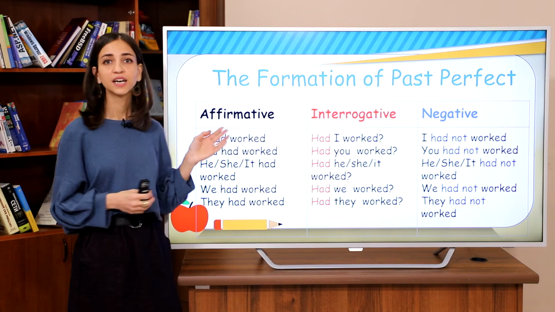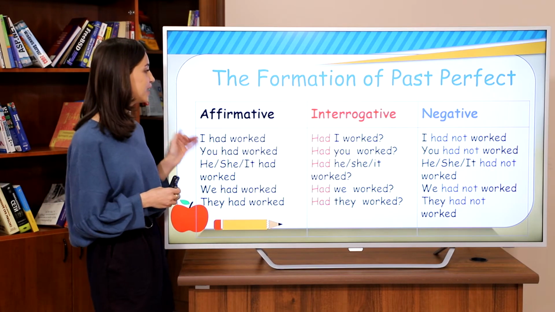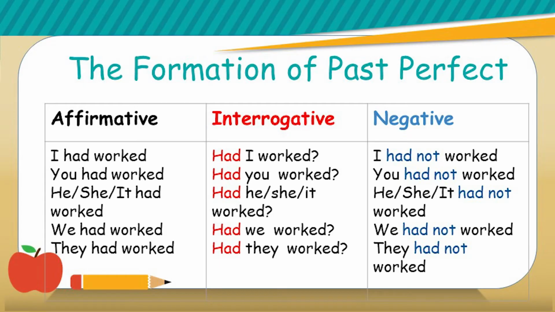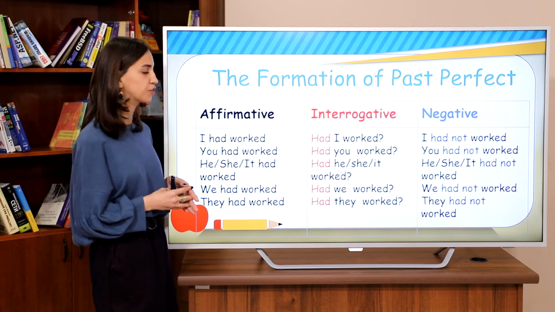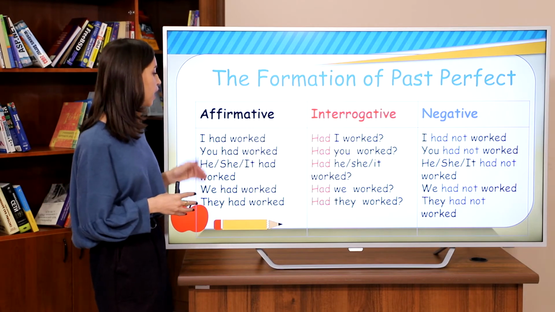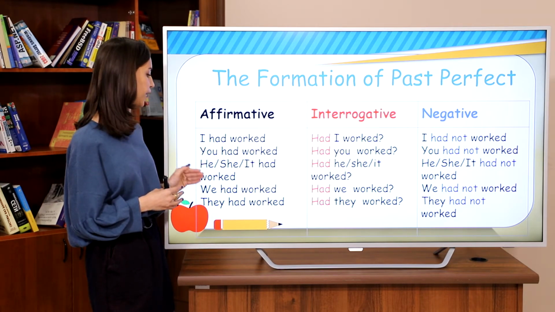Now let's understand how we are going to form the past perfect in English. It has affirmative, interrogative, and negative forms. We are going to form it: had plus the verb plus ed for regular verbs, and for irregular verbs we are taking participle two. So, I had worked, you had worked, he, she, it had worked, we had worked, they had worked.